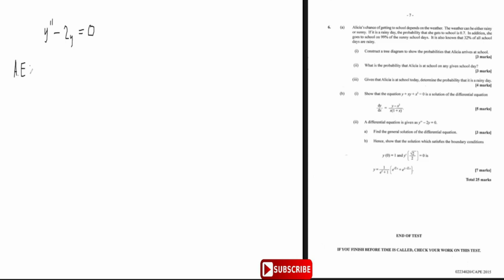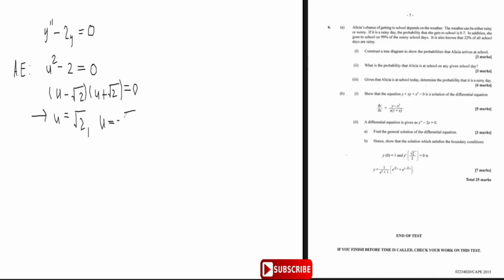The auxiliary equation would be u squared minus 2 is equal to 0. Solving u squared minus 2 equal to 0, we can factorize it to get u minus root 2 times u plus root 2 is equal to 0. And so what we end up getting is that u is equal to root 2, or u is equal to minus root 2.